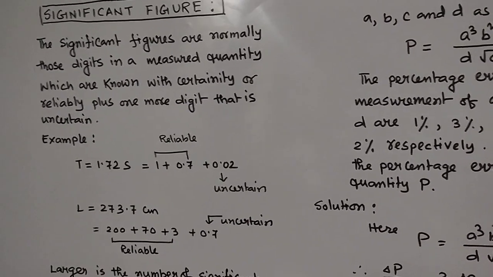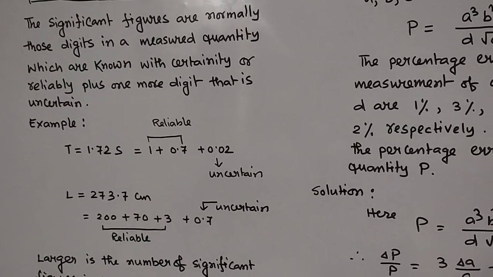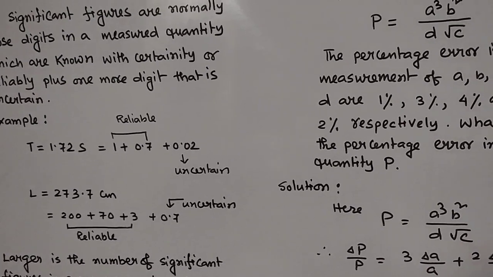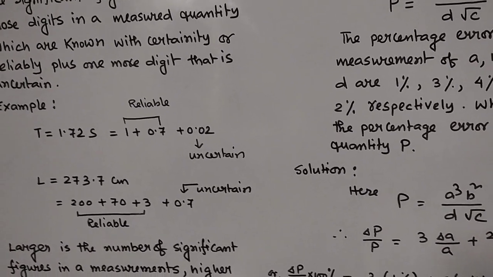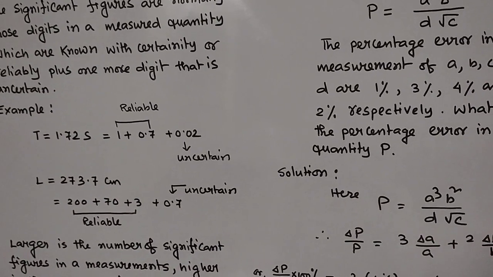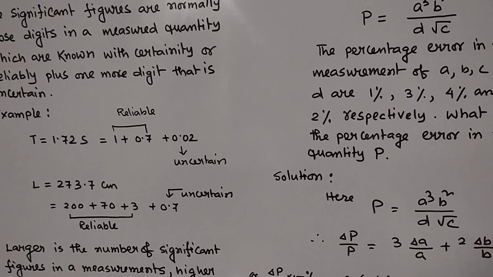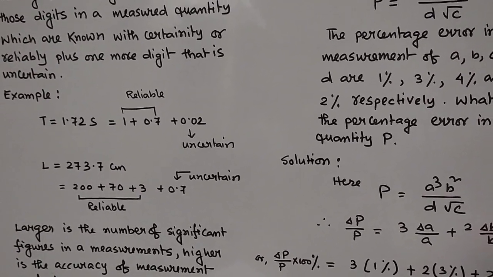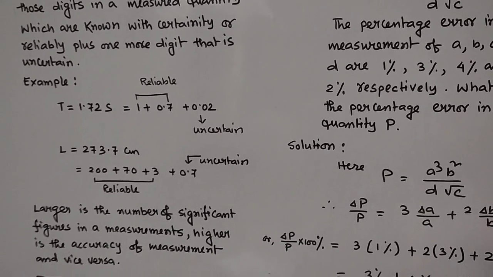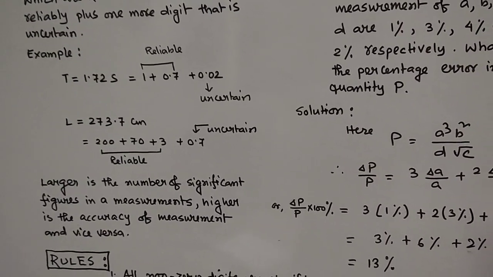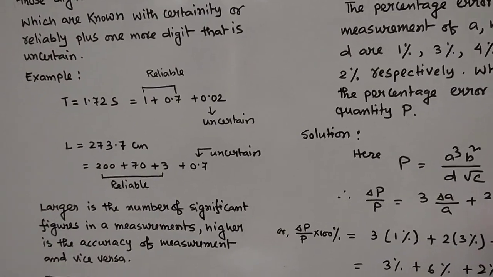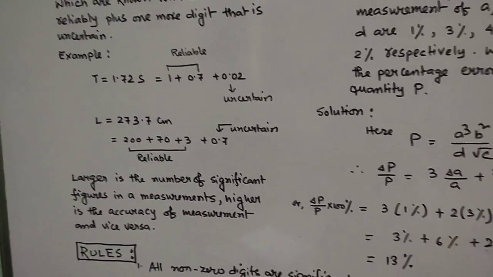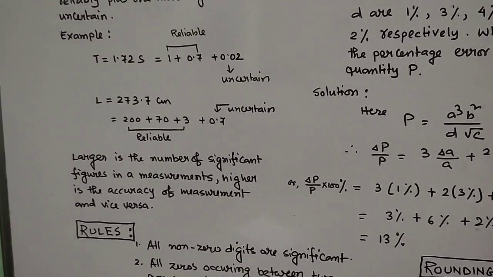Now which are uncertain, let me take one example. Suppose the time period is 1.72 second. So 1 plus 0.7 plus 0.02. So the least value is your uncertain. So 1 and 0.7 are certain or reliable, and 0.02 is uncertain. In case of length, 273.7 centimeter, that is 200 plus 70 plus 3 plus 0.7. So the least value is uncertain. So these are certain, or reliable, and these are non-reliable. So the larger the number of significant figures in a measurement, the higher the accuracy of measurement, and vice versa. So if significant figures are more, then definitely the accuracy is more, and vice versa.